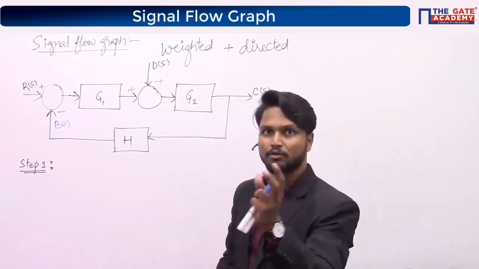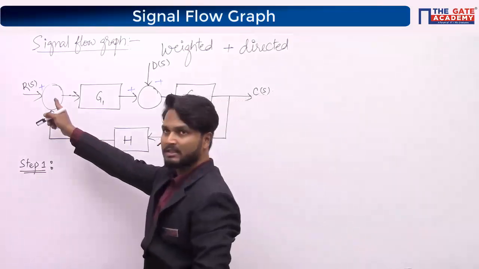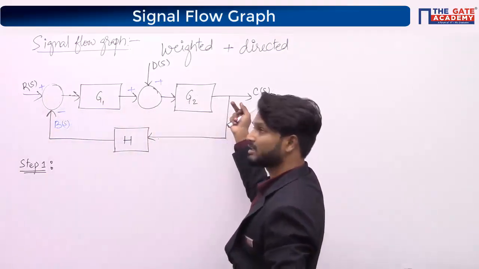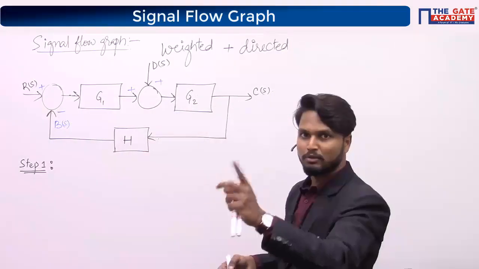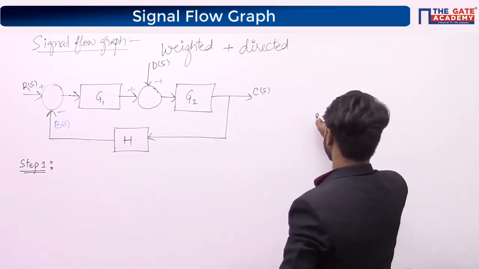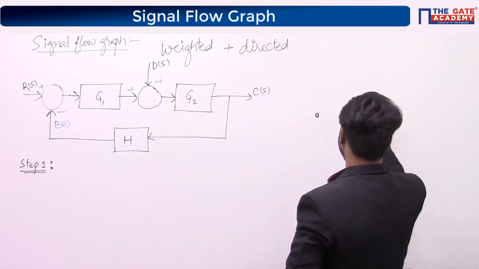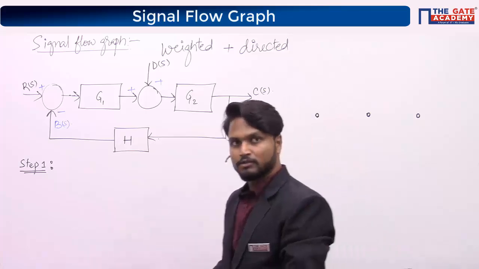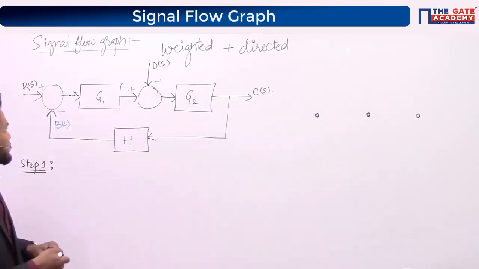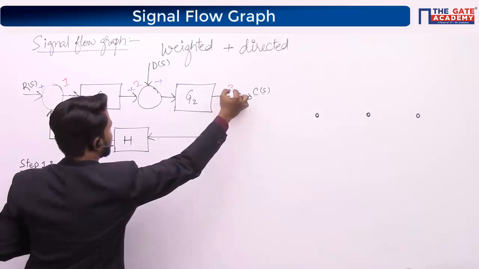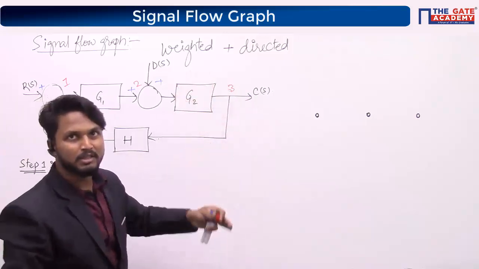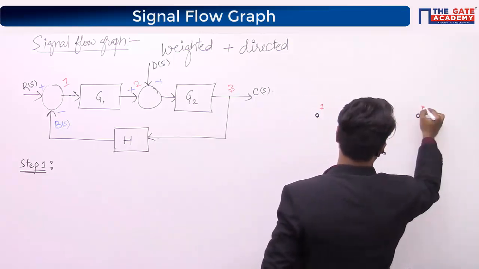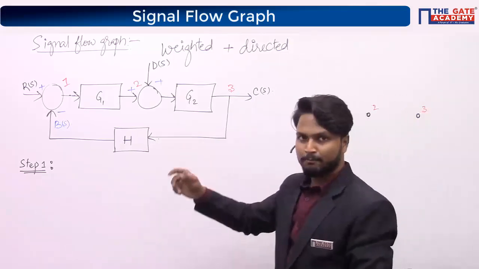Therefore, let us go through the first point. What does it say? All the summing points. This is a summing point, this is a summing point, this is a takeoff point. So represent all of them with nodes only. Just give numbers for convenience: this is 1, this is 2, and this is 3. I am giving numbers here just for convenience. This is step 1.